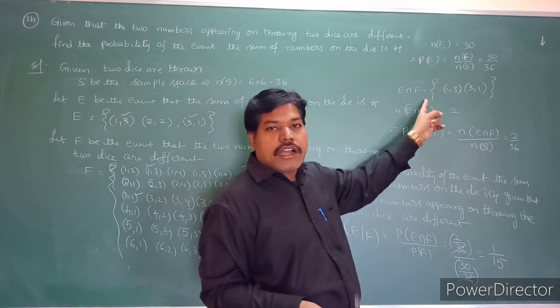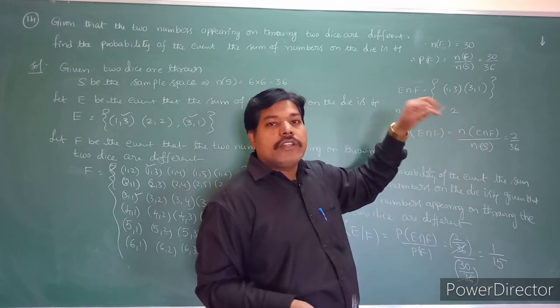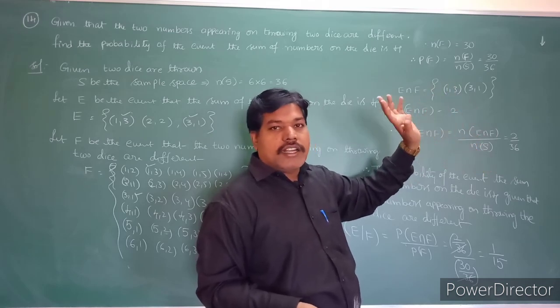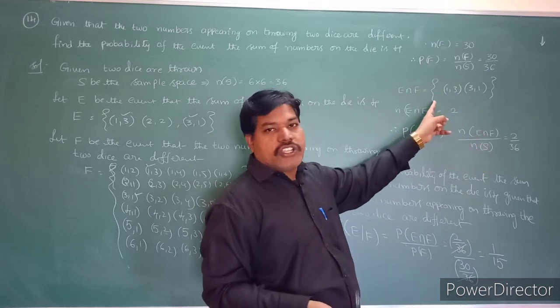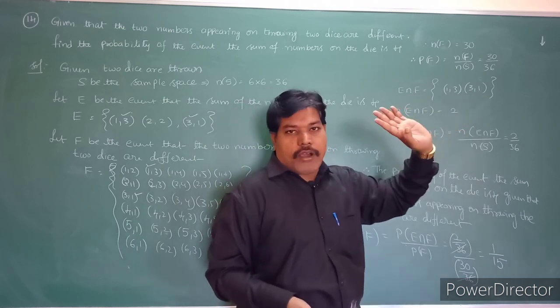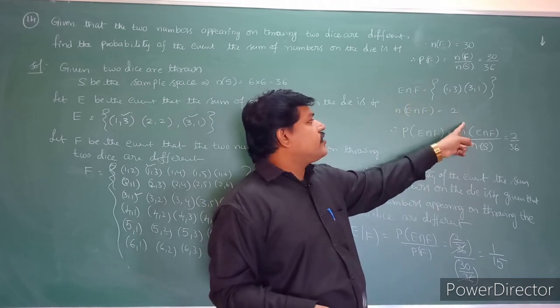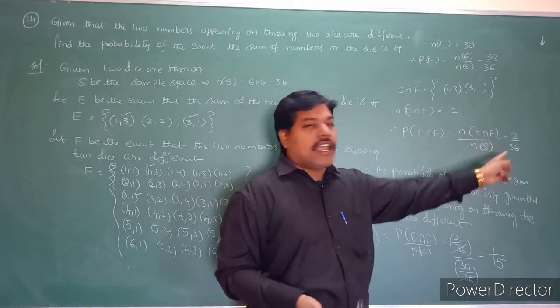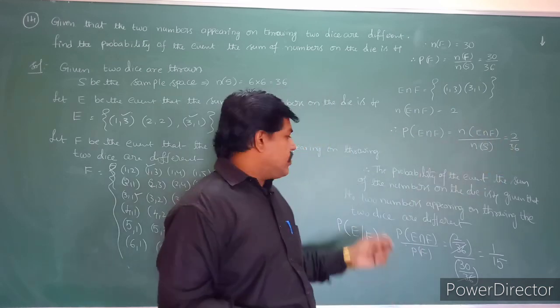What is the E intersection F? That is the sum of is 4 and the numbers are different. So E intersection F is equal to 1 comma 3 and 3 comma 1. So N of E intersection F is equal to 2. P of E intersection F is equal to N of E intersection F by N of S. That is nothing but 2 by 36.